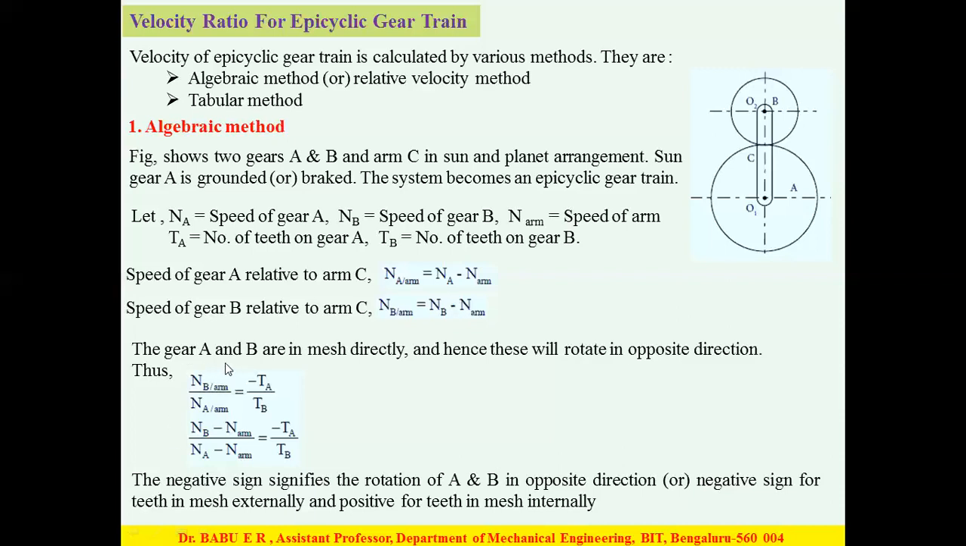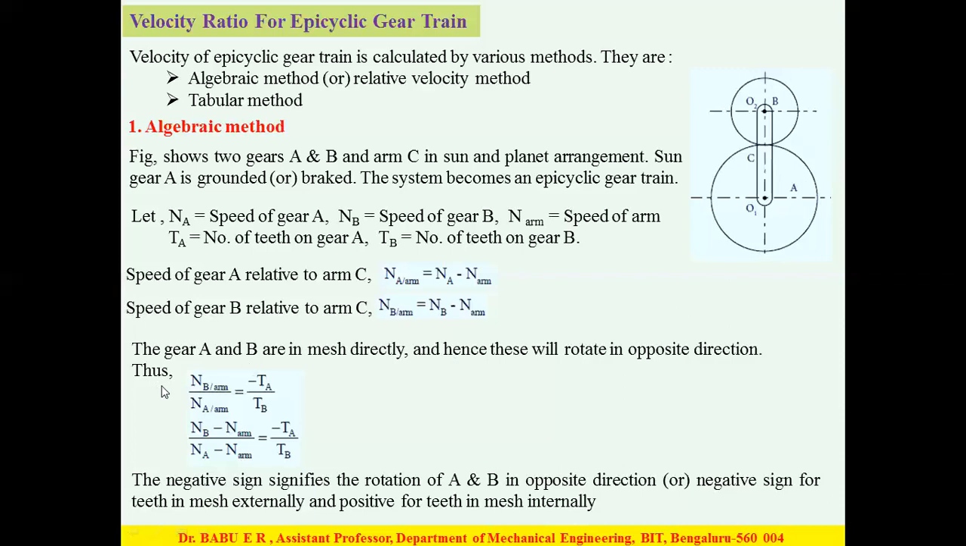Now the gears A and B are in mesh directly, and hence they will rotate in opposite directions. So when one rotates in clockwise direction, the other will rotate in counterclockwise direction. When they mesh directly, both rotate in opposite directions.